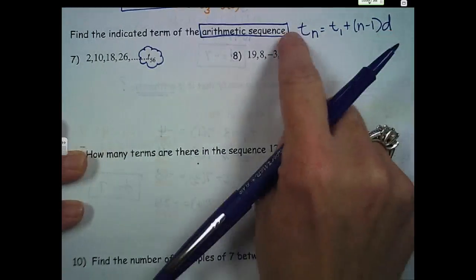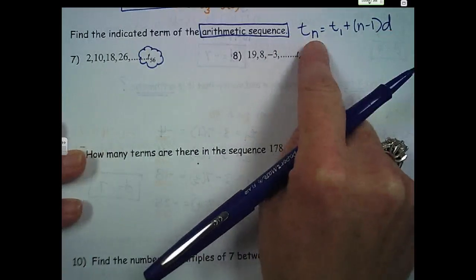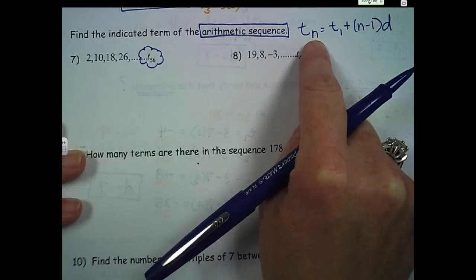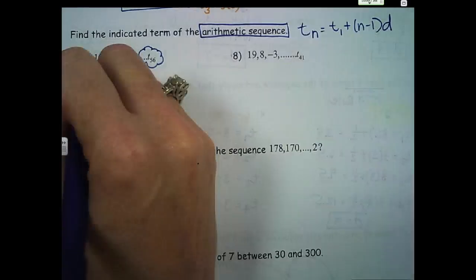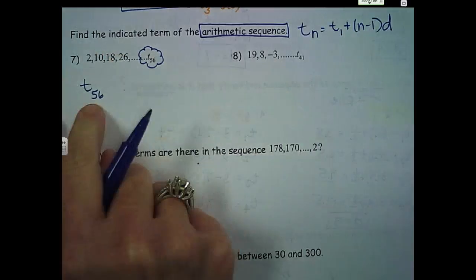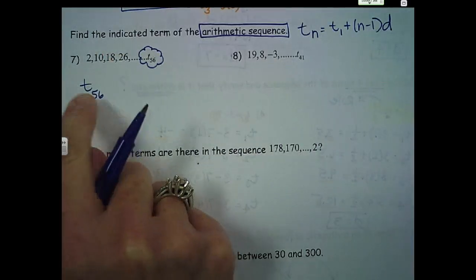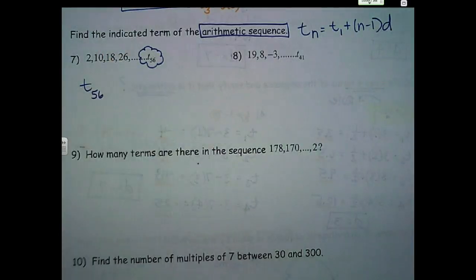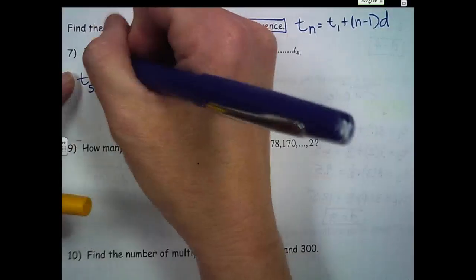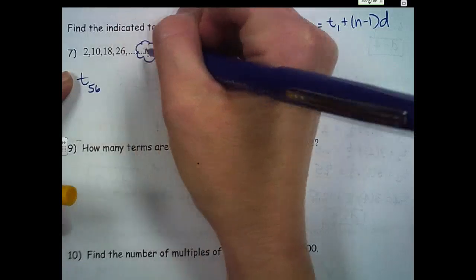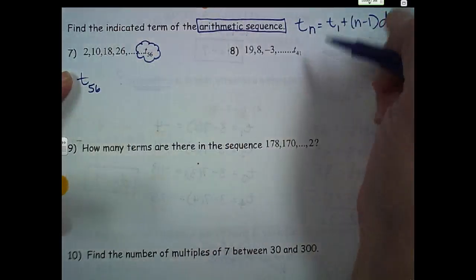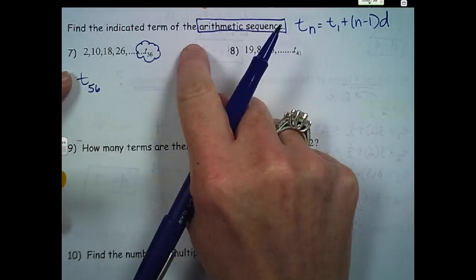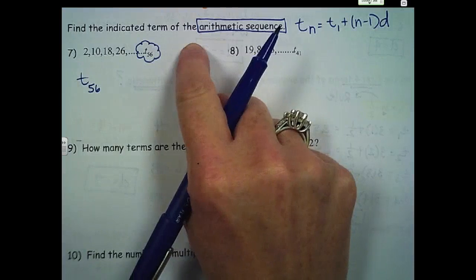So what do you think t sub n is? Do I know it? It's not 56. I'm looking for the 56th term, t sub 56. In other words, what is the 56th term? It doesn't equal 56. I could keep going 2, 10, 18, 26, 56 times, but do you think it's going to be 56? No, it's the 56th term.